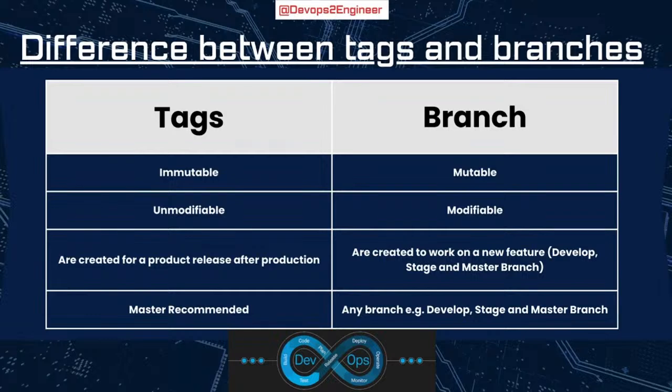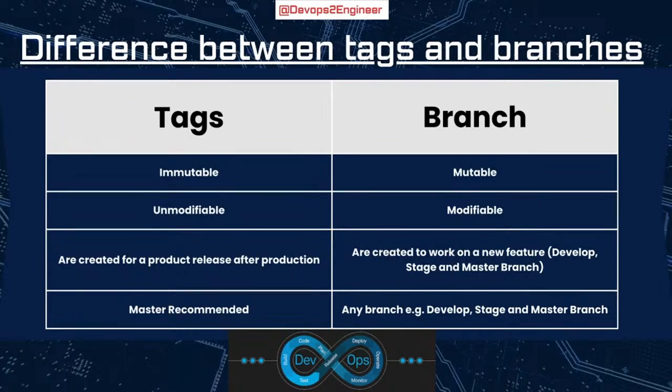Our first difference is that tags are immutable, which means they cannot be changed, and branches are mutable, which can always be changed. Tags are unmodifiable, which means they're fixed and rigid, while branches are modifiable, which means you can rename them, you can move them, or you can delete them. But you can't rename tags or move them.